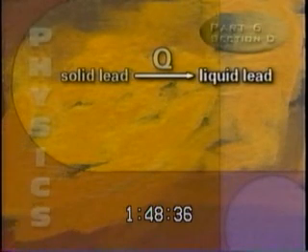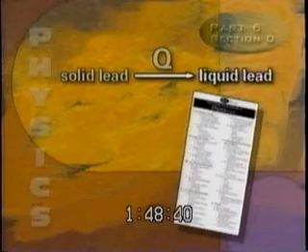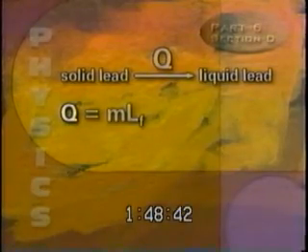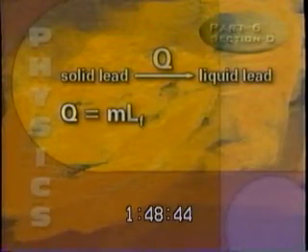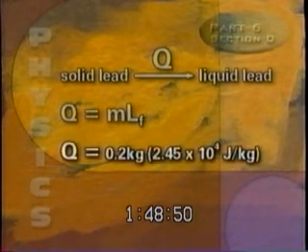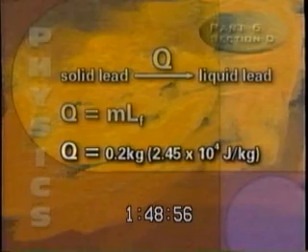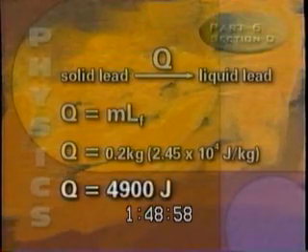into liquid lead. Remember your insert card and see that the equation for the amount of heat needed to go from a solid phase to a liquid phase is heat equals mass times the latent heat of fusion. Q equals m times L sub F. That's 0.2 kilograms times 2.45 times 10 to the 4th joules per kilogram, which is 4,900 joules.